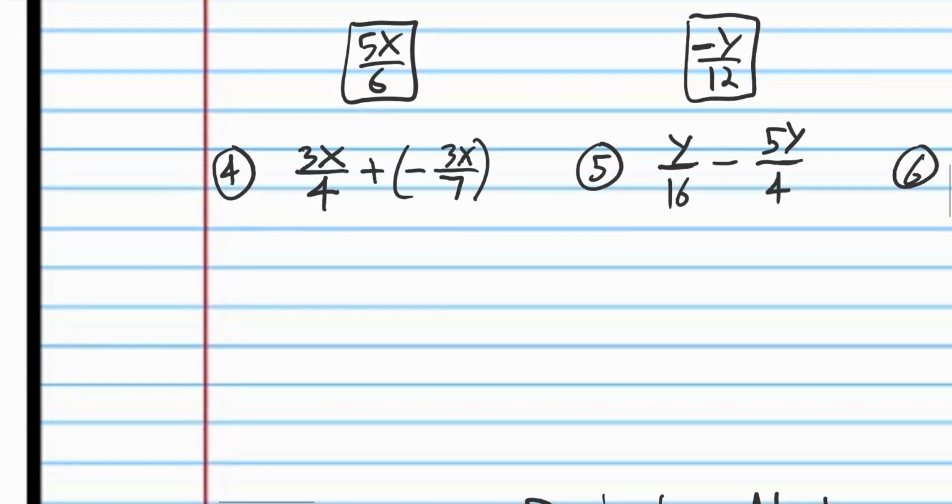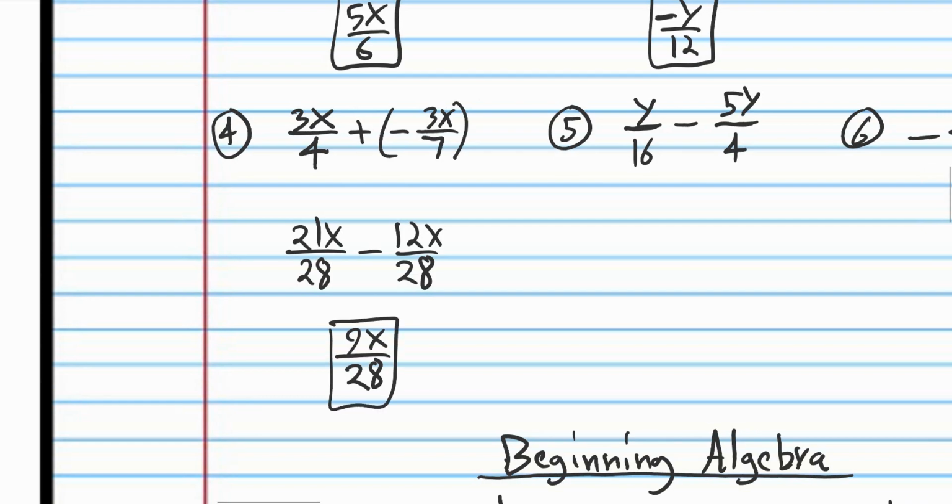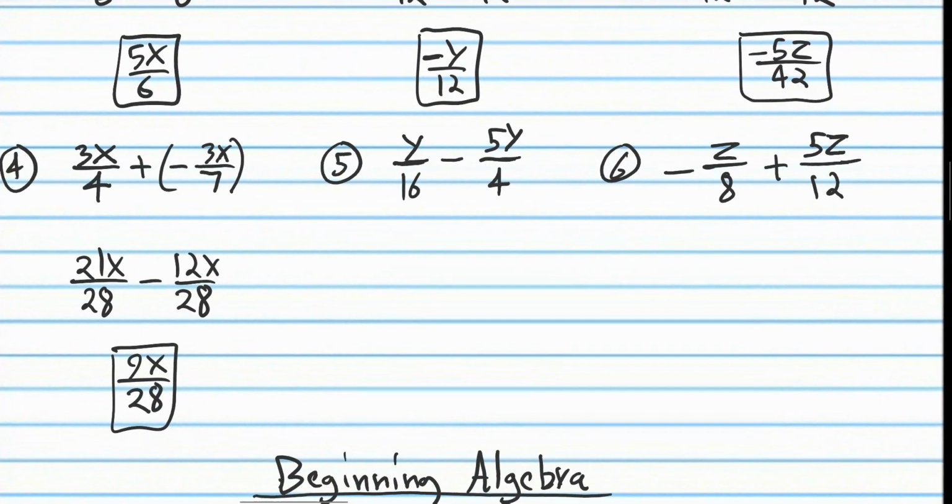All right, we're back. And I'm just going to get rid of that positive in the parentheses. 21x minus 12x is 9x over 28. So if you got 9x over 28, good job. All right, try number 5, and when you're done, we'll do it together.